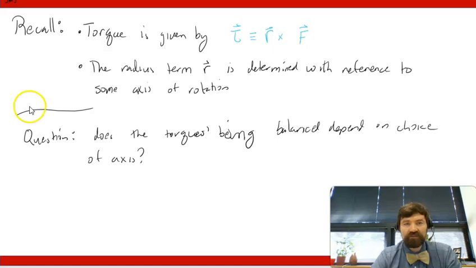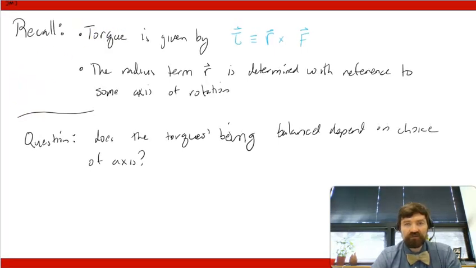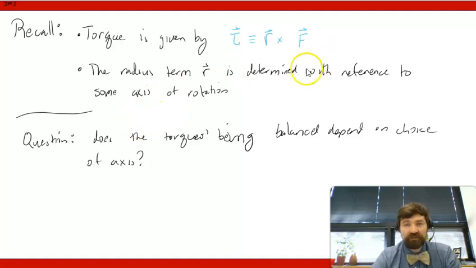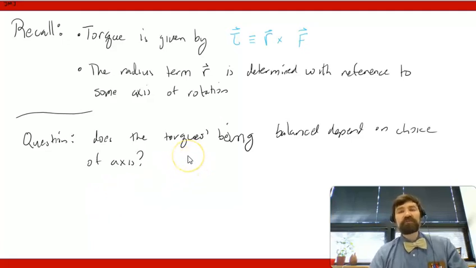You'll recall from our previous discussions of torque that the torque is determined based on tau equals r cross F, and that among other things this means we must determine a value of r that's based on our choice of the axis of rotation. We also discussed how a system in equilibrium requires that there be zero total torque. So the question that should be posed is, does the torques being balanced depend upon choice of axis?